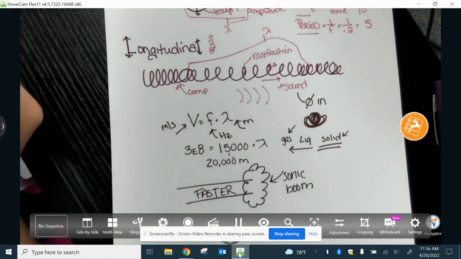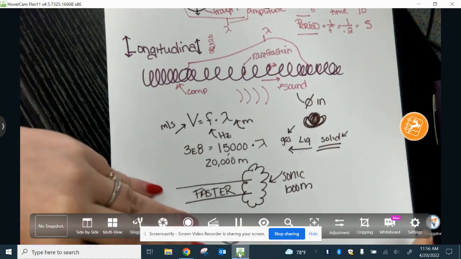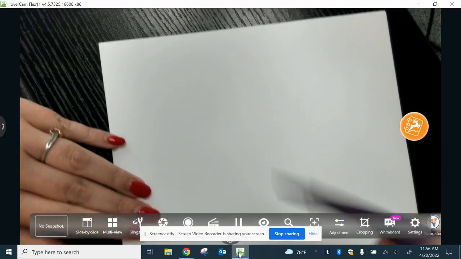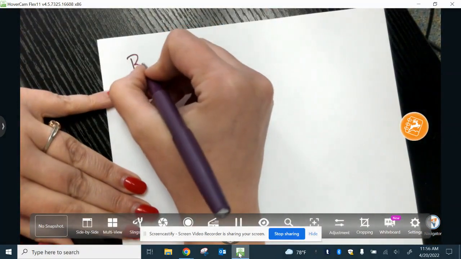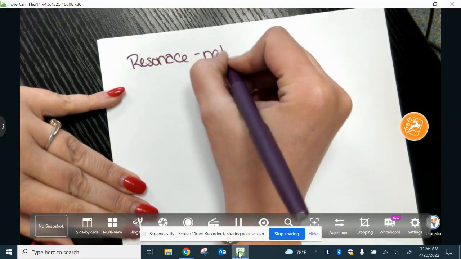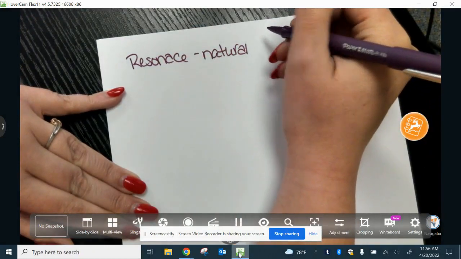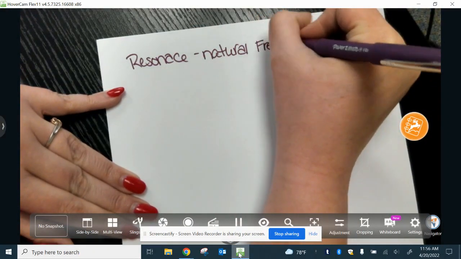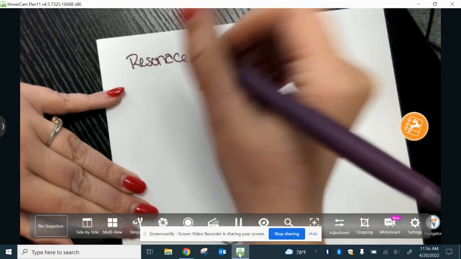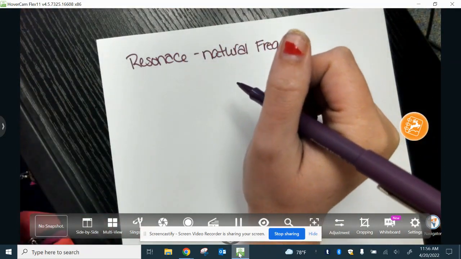All right, let's talk about some wave behavior. And we're just going to cover the basics. Resonance. What you're going to hear is natural frequency a lot. These are your tuning forks. This is your opera singer in the shattering of the glass, that kind of thing.